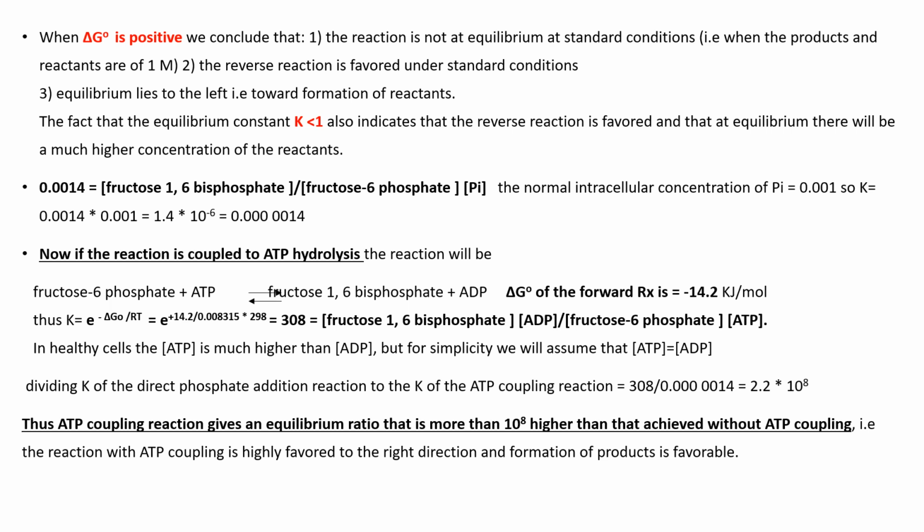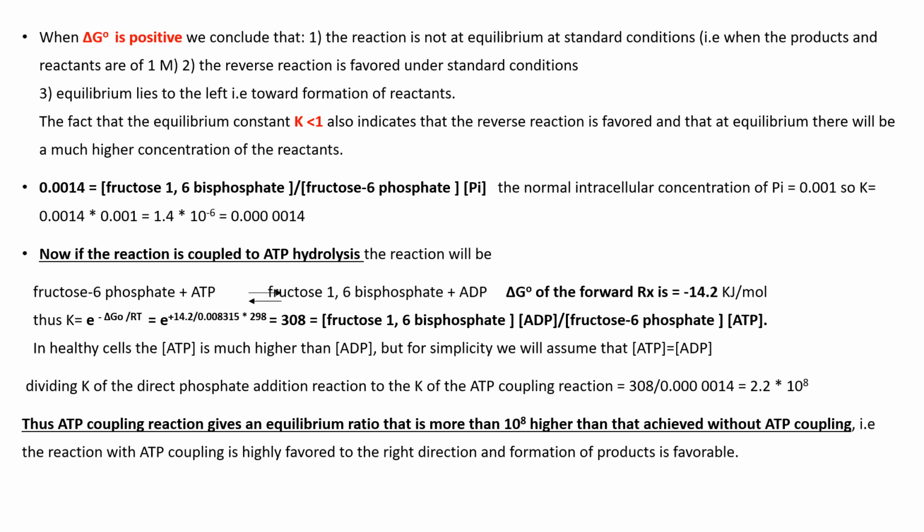The equilibrium constant that we have already calculated, which is 0.0014, is lower than 1, and this indicates that the reverse reaction is favored and that the equilibrium will be to the left toward the formation of reactants. This is the case when we involve the addition of a phosphate group to fructose 6-phosphate to give fructose 1,6-bisphosphate.